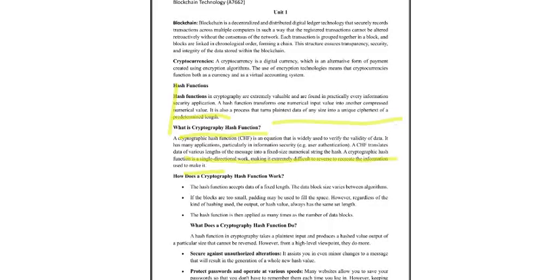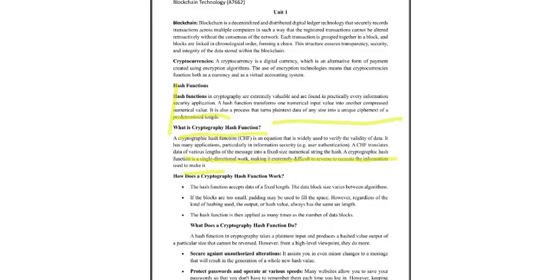A CHF translates data of various lengths of the message into a fixed size numerical string, the hash. A cryptographic hash function is a one-directional function, making it extremely difficult to reverse to recreate the information used to make it. Secondly, we are going to see how this cryptographic hash function works.